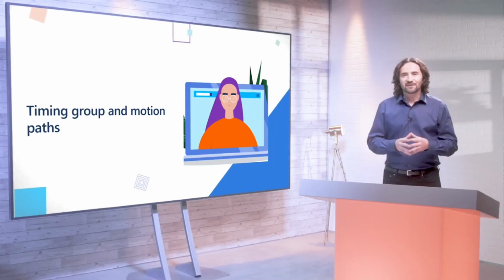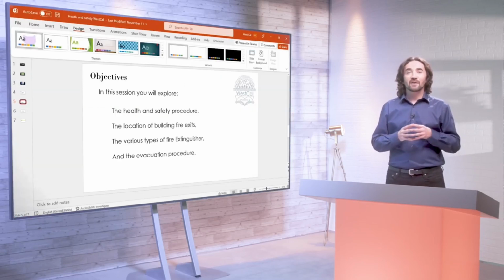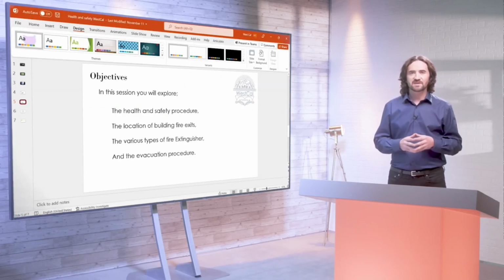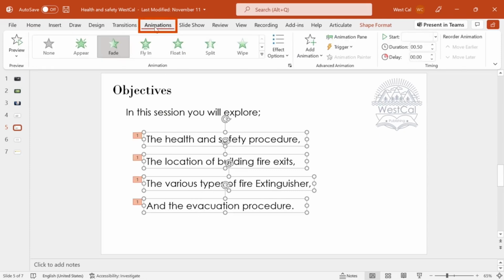Now, let's discover how to control these animations by using the timing group in the Animations tab. Taking our earlier example of the health and safety presentation, currently all the objectives appear at once. Let's run through the process of having them appear one at a time. Let's first select the 4 objectives that need adjusting. Now navigate to the Animations tab.